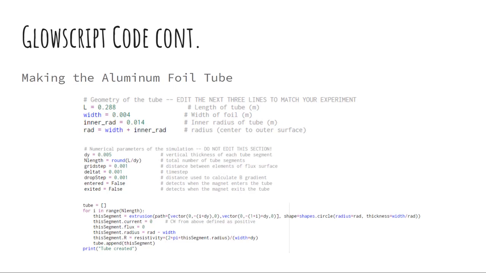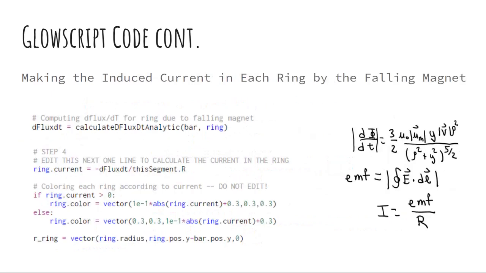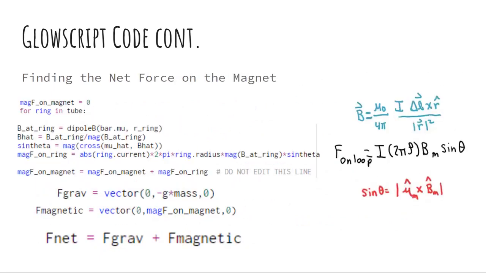This R is the resistance and is found by multiplying the resistivity of the aluminum by the quotient of the length, or the circumference of the inner circle of the tube, and its cross-sectional area. I used the Biot-Savart law to calculate the force exerted on each current-carrying ring or loop by the falling magnet. Using Newton's third law, I concluded that the force exerted on each ring by the magnet is equal in magnitude to the force exerted on the magnet by each ring.